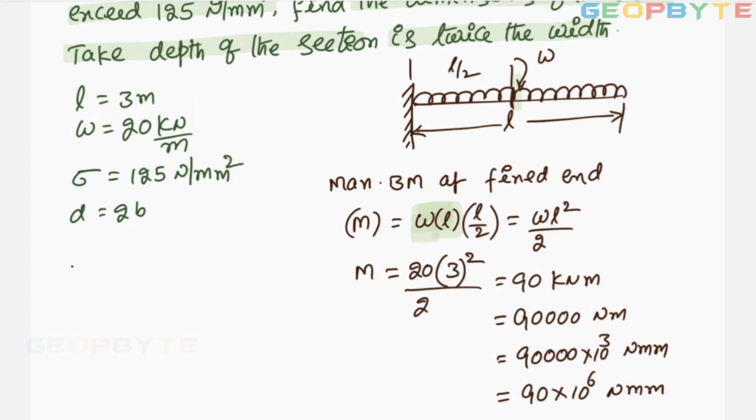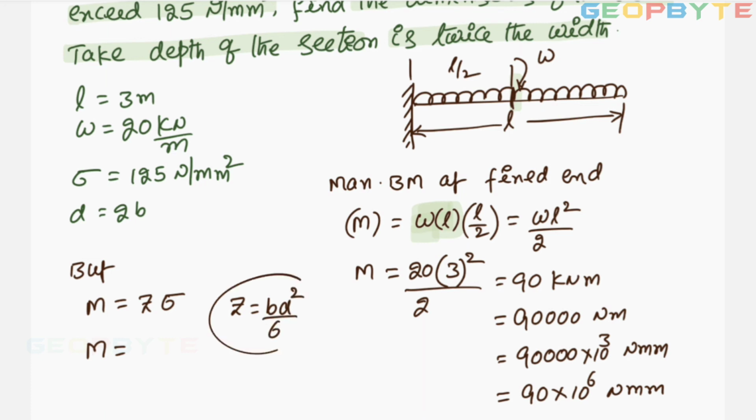So, bending moment M equal to Z into sigma. Z is the section modulus. For a rectangular body, Z equal to, already we discussed, bd square by 6. So M equals bd square by 6 into sigma.